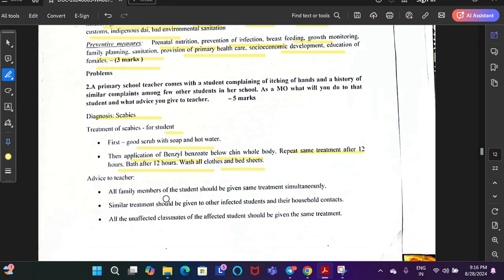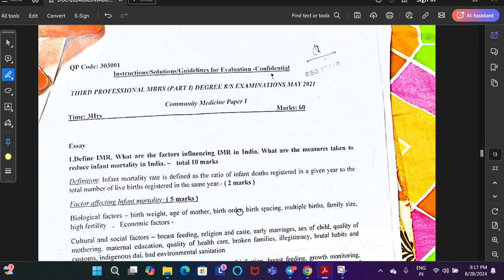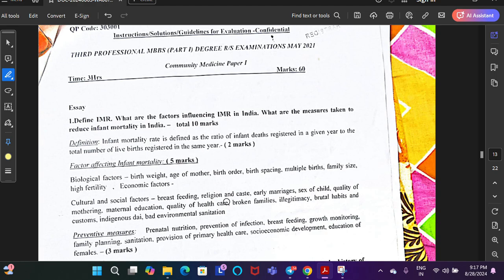Advice to the teacher: all family members of the student should be given the same treatment simultaneously. Similar treatment should be given to other infected students and their household contacts. All the unaffected classmates of the affected student should be given the same treatment.